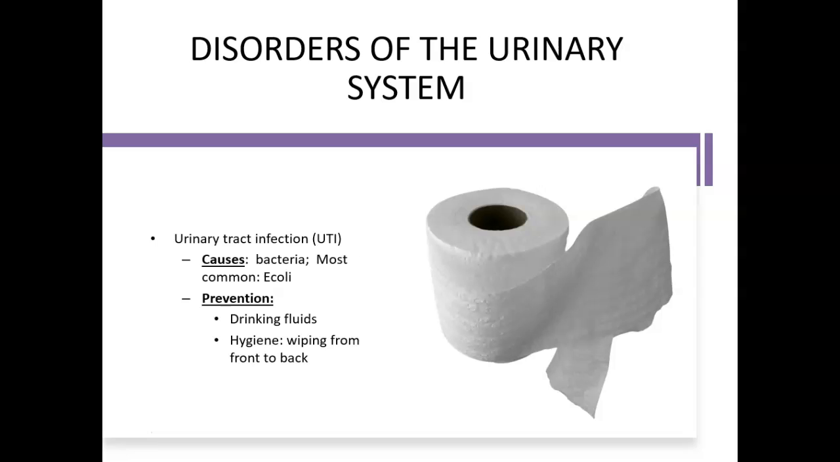Disorders of the urinary tract system. Urinary tract infections are very common in the elderly. Causes are bacteria. Most common is E. coli. To prevent urinary tract infections, you can help by increasing the fluids and always cleaning front to back and reminding them to wipe front to back.